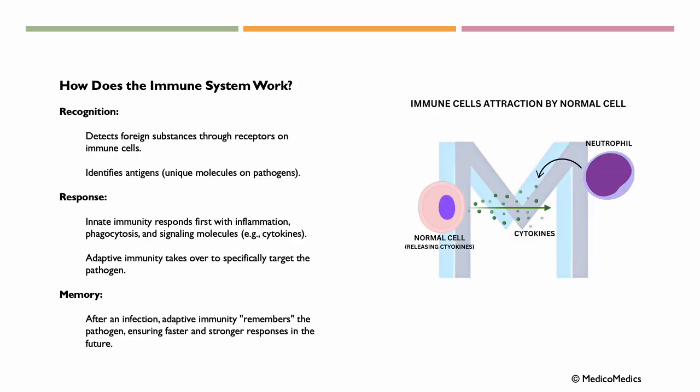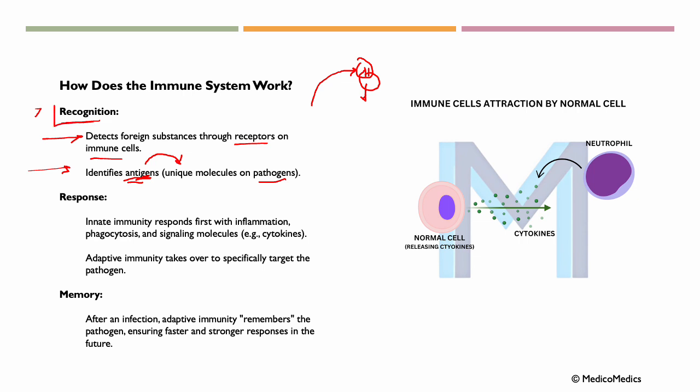Now, how does the immune system work? First of all, we have to talk about recognition. So the immune system detects foreign substances through receptors on immune cells. It identifies antigens. These antigens are unique molecules that sit on these pathogens. So whatever that unknown pathogen is that enters our body, there are unique molecules sitting on this pathogen. We call these antigens, and our immune system is taught to identify these antigens.